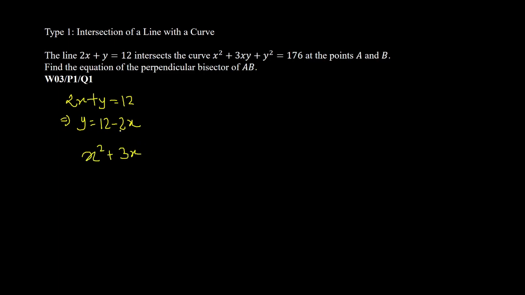So we have here y, so basically we have to use the substitution method, because obviously there is no way you could use the elimination method with two different degrees of equations, as this is a linear and this is a quadratic. So in this case we have to use the substitution method. So 3x times (12 minus 2x) plus (12 minus 2x) whole squared equals 176.